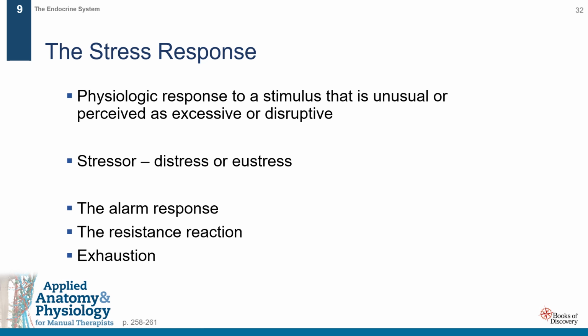Let us now consider the stress response. Our bodies have to respond to billions of forms of stimuli on a daily basis. Stimuli such as fluctuations in temperature, hydration, blood pH, and respiration are all managed through normal homeostatic mechanisms. But when the stimulus is unusual or perceived as excessive or disruptive, it prompts the hypothalamus to initiate a group of physiologic responses collectively referred to as the stress response.